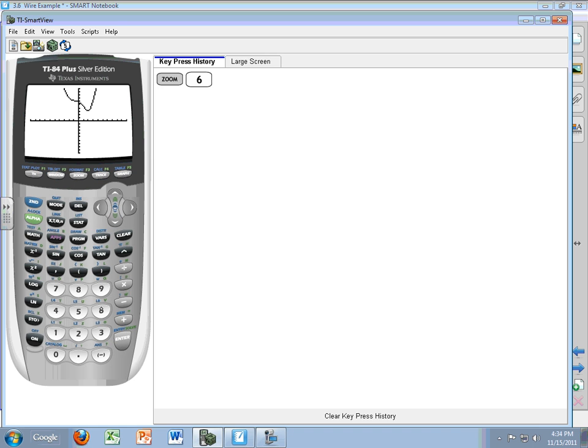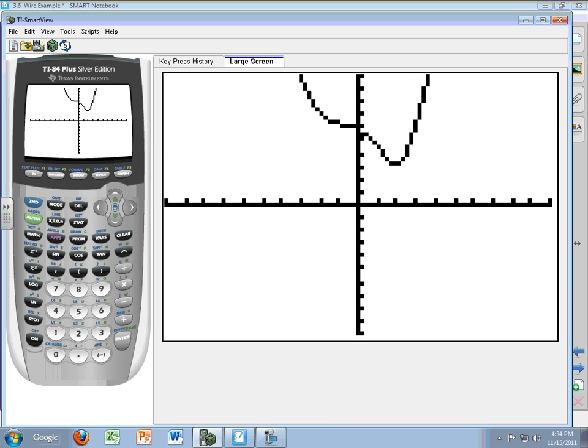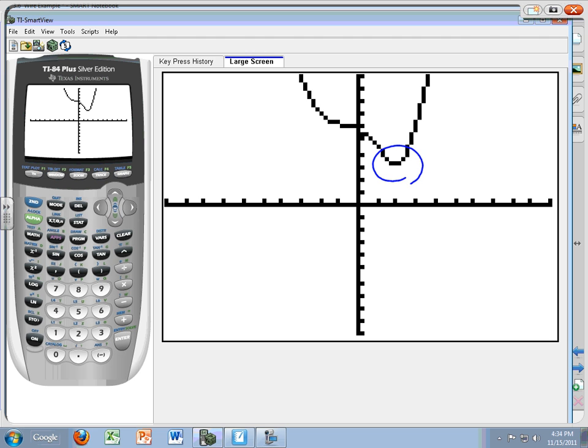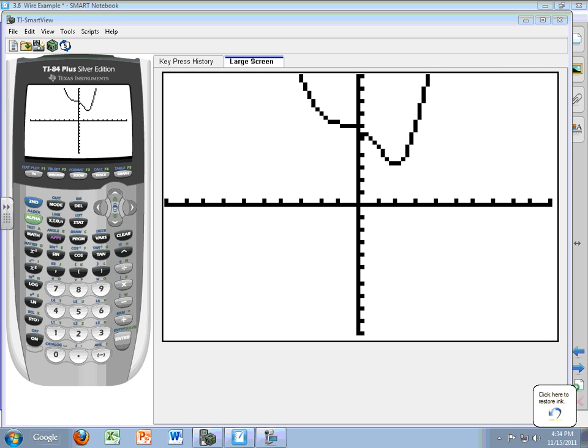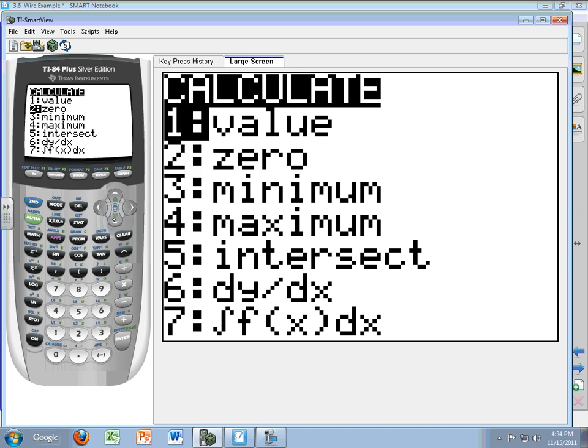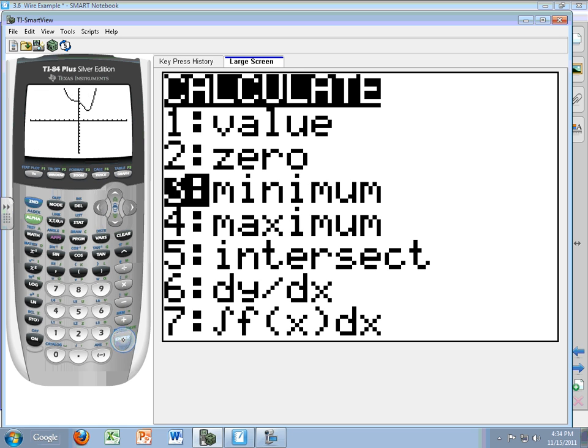Let me switch over to the large screen. This looks a little bit messy, but now I would like to calculate where this minimum is. We're going to create a little triangle here and a little triangle here, and then it's going to lock right on to that spot, and we're concerned with the x value for that one. Let me get this ink layer out of the way. There we go. The way we do that is to do second, calculate, and this time we're going to use a minimum.